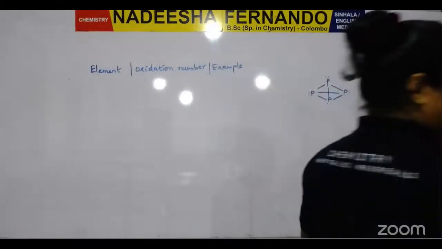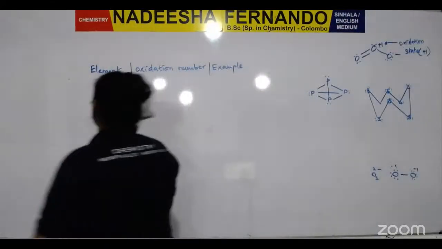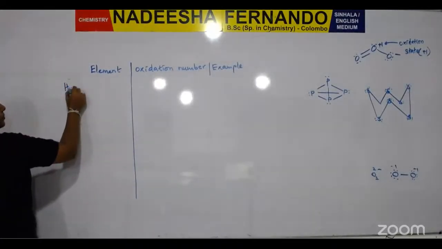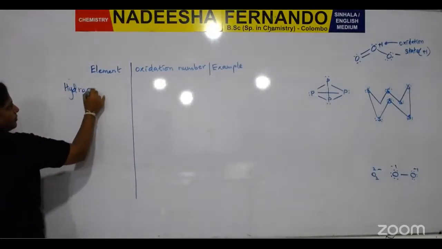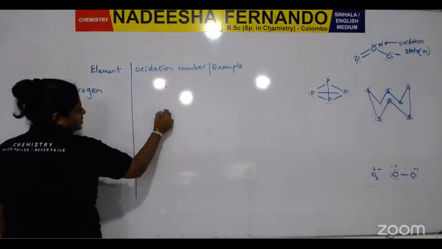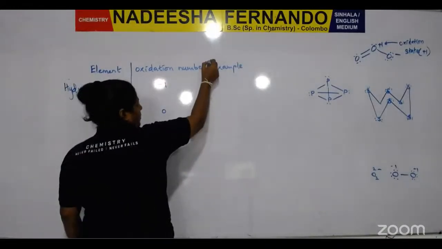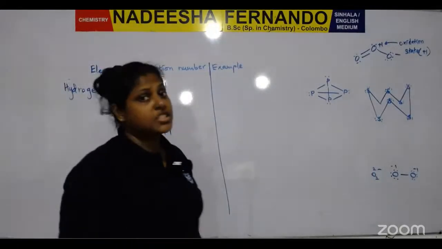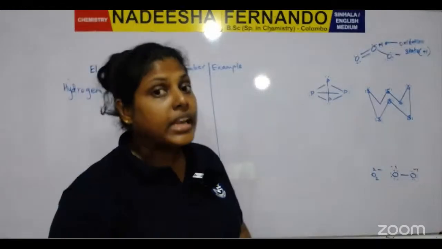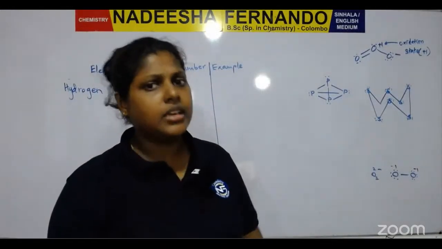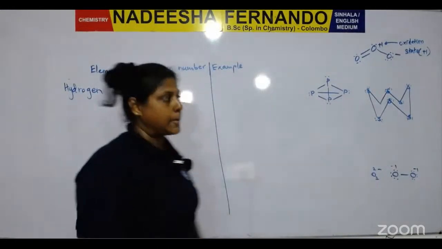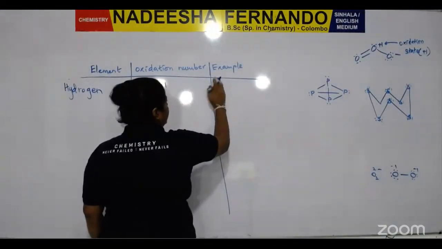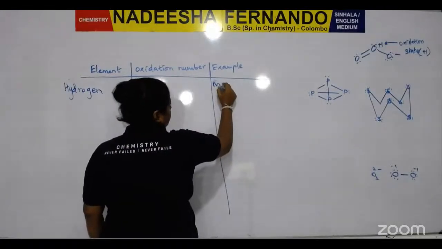Hydrogen has 3 oxidation numbers: -1, 0, and +1. The -1 oxidation number of hydrogen is shown when it forms ionic bonds with metals. Right? Hydride, metallic hydride.